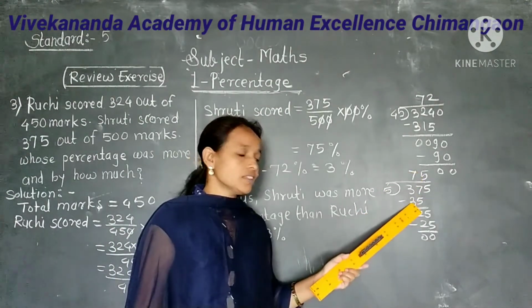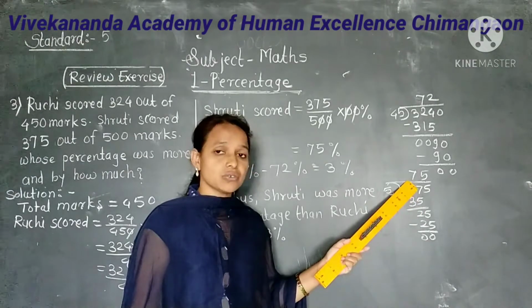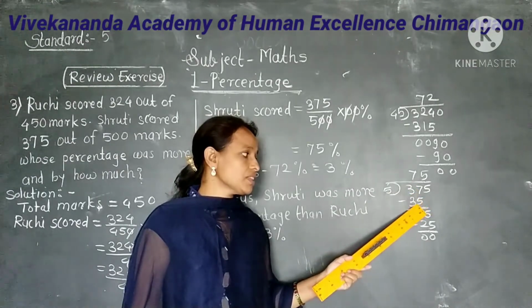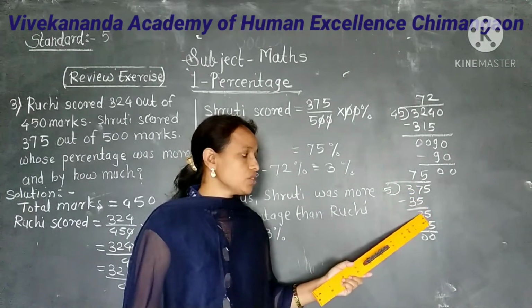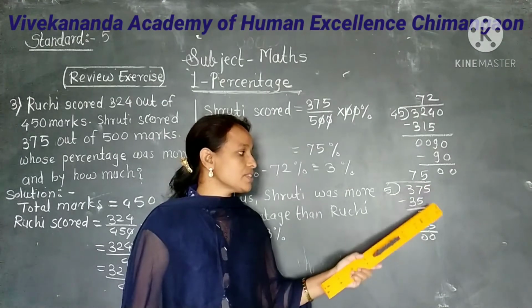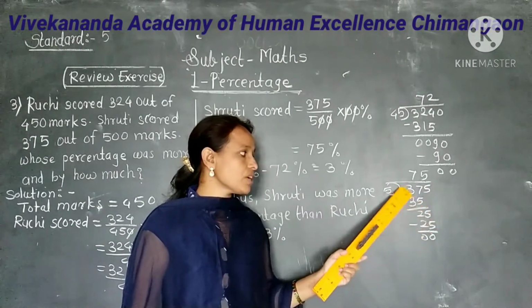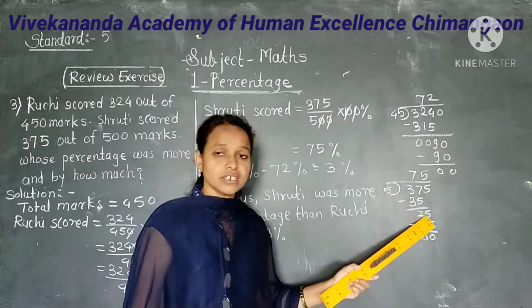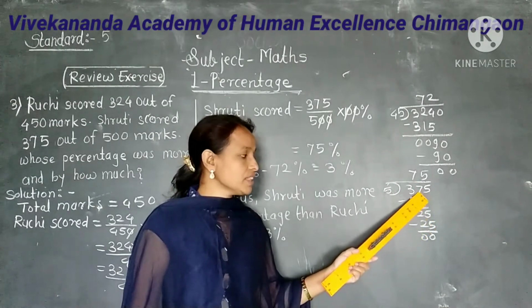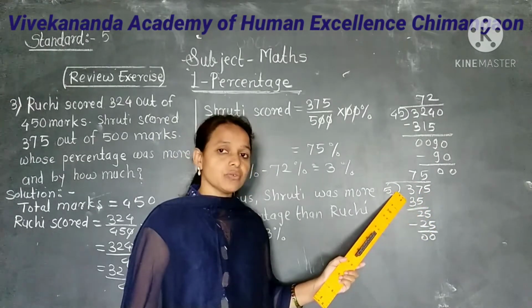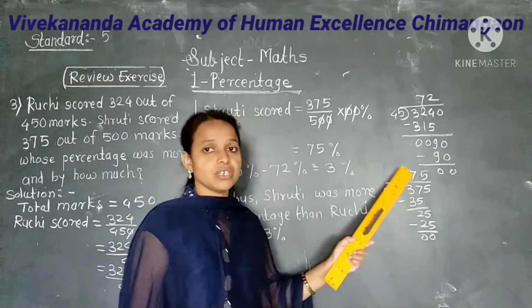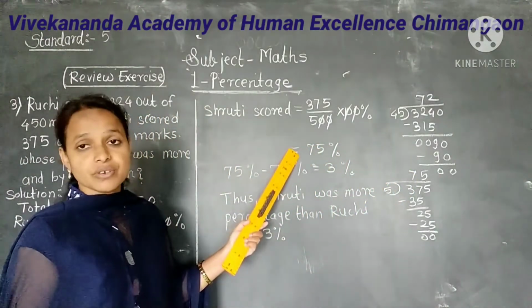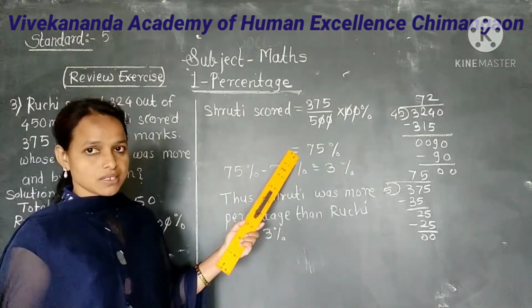5 7s are 35. 7 is the quotient and we subtract 37 minus 35. We get remainder 2. So we take the next digit 5. Now we have to divide 25 by 5. 5 5s are 25. So by dividing 375 by 5, we get quotient 75. So Shruti got 75% marks.